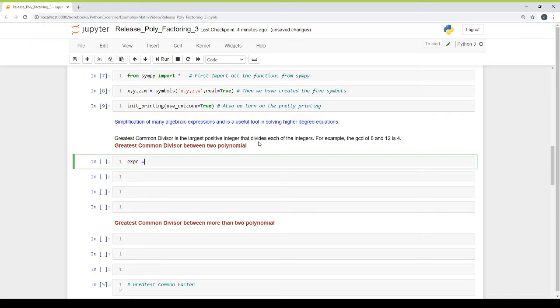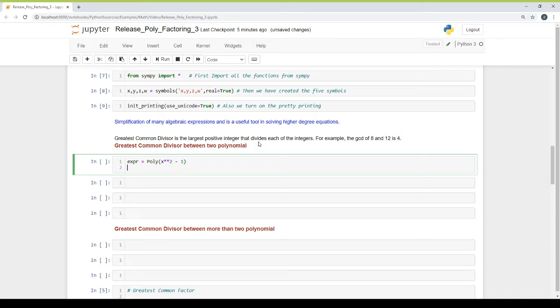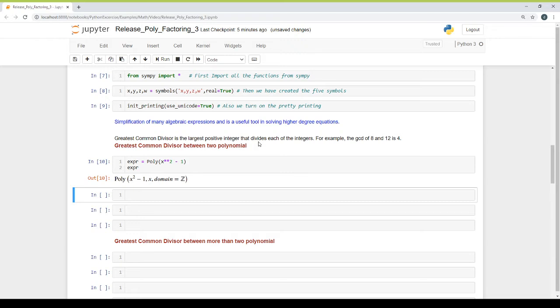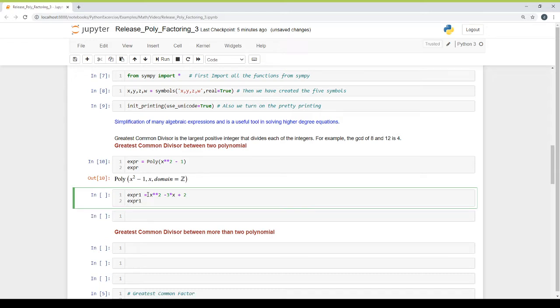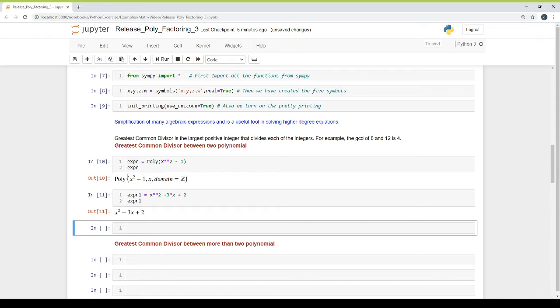First polynomial: expr is equal to Poly of x double star 2 minus 1. Print expr. Shift enter to run the code. It is x square minus 1. And the second polynomial, expr1, is equal to x double star 2 minus 3 into x plus 2. Print expr1. Shift enter, x square minus 3x plus 2.